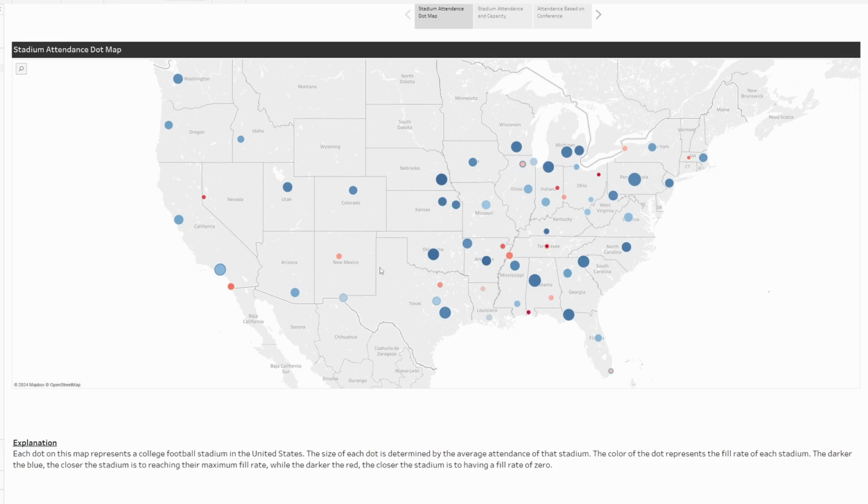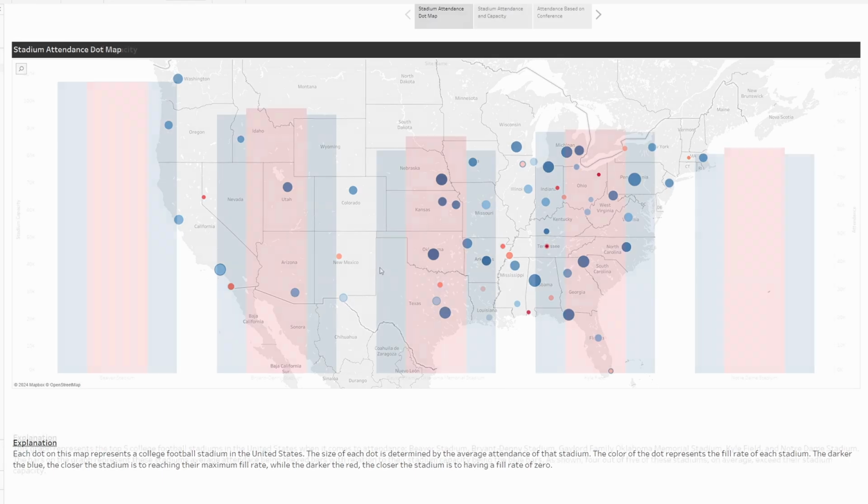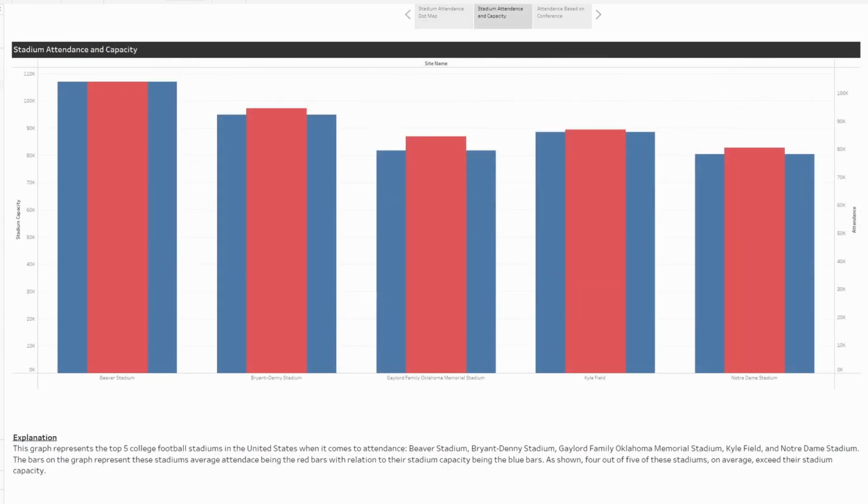This visualization is incredibly useful, as it allows not only analysis of whether or not a stadium can hold a lot of individuals, but it also helps analyze what stadiums are the best at filling up the seats that they themselves have. Next up is our stadium attendance and capacity bar graph.